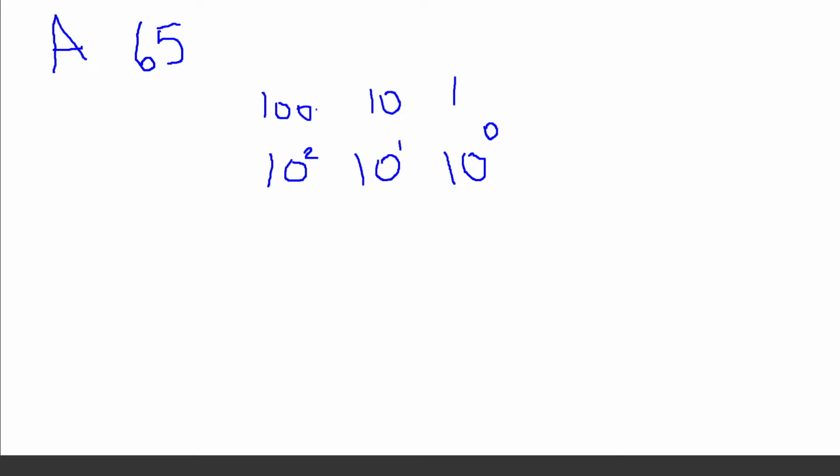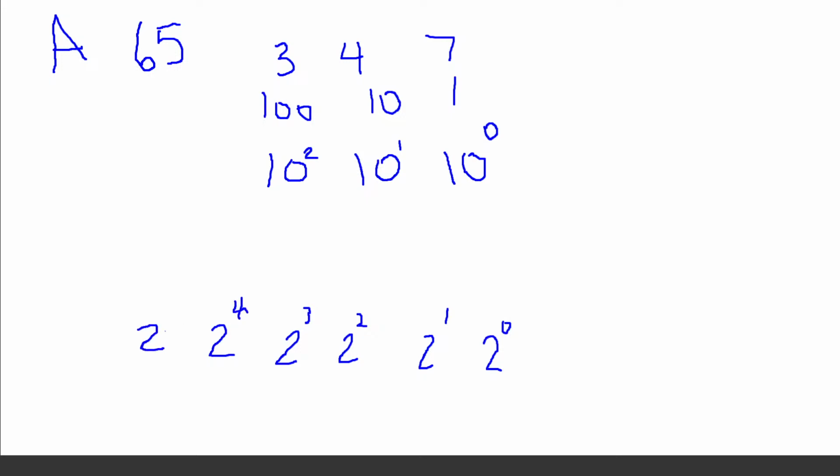So this is your ones place, your tens place, your hundreds place. If I had a number like 347, and so on and so forth. Binary is similar, but binary is base 2. It's 0 and 1. So it's 2 to the 0, 2 to the 1, 2 squared, 2 cubed, 2 to the 4th, 2 to the 5th, 2 to the 6th, and 2 to the 7th.